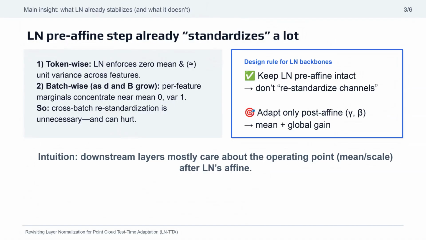Now, the key insight. Layer norm can be seen as 3 steps. Subtract the token-wise mean, divide by token-wise standard deviation, apply a per-feature affine transform, gamma and beta. The paper argues the pre-affine part already gives strong stability. Token-wise, it forces mean equals 0 and variance equals 1 per token. And batch-wise, when feature dimension and batch size are reasonably large, the outputs naturally concentrate, so extra batch standardization is unnecessary and can even hurt. So the design rule becomes, do not touch LN's normalization step. Only adapt the post-affine degrees of freedom, the mean shift and global gain implied by gamma and beta.